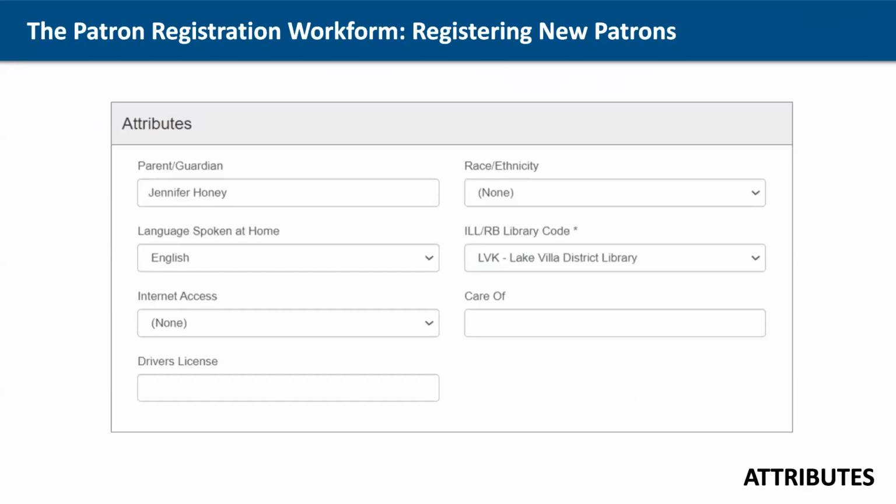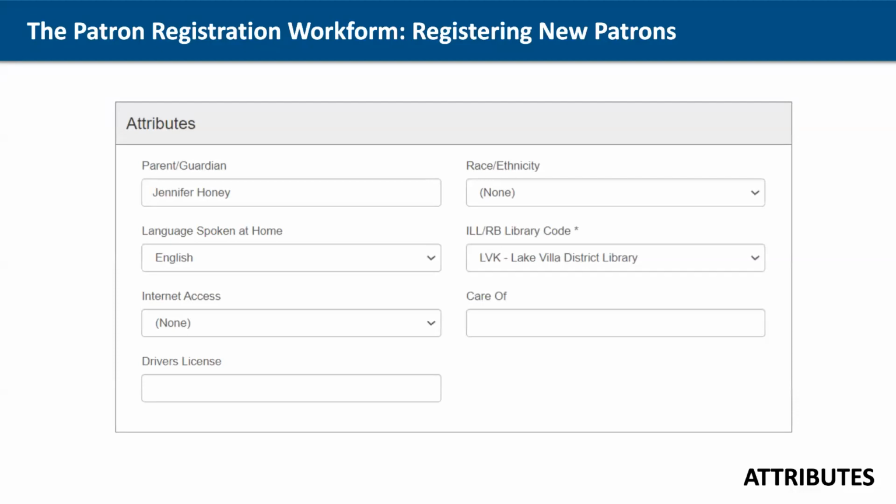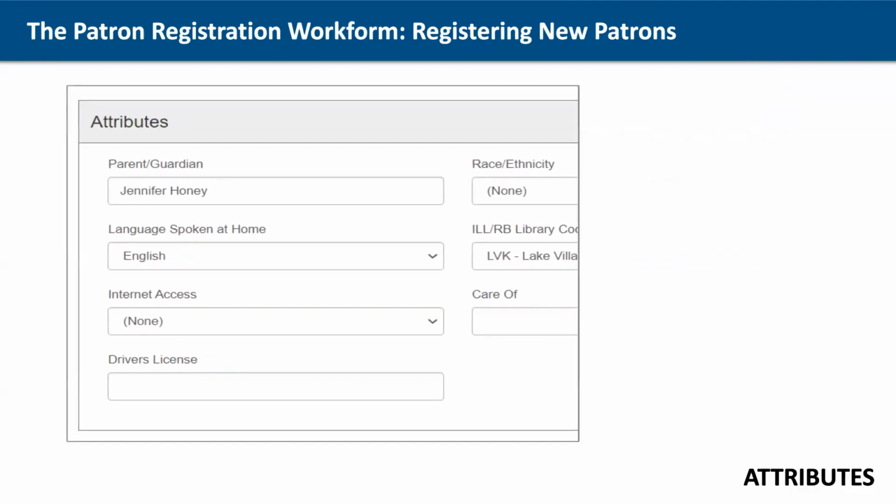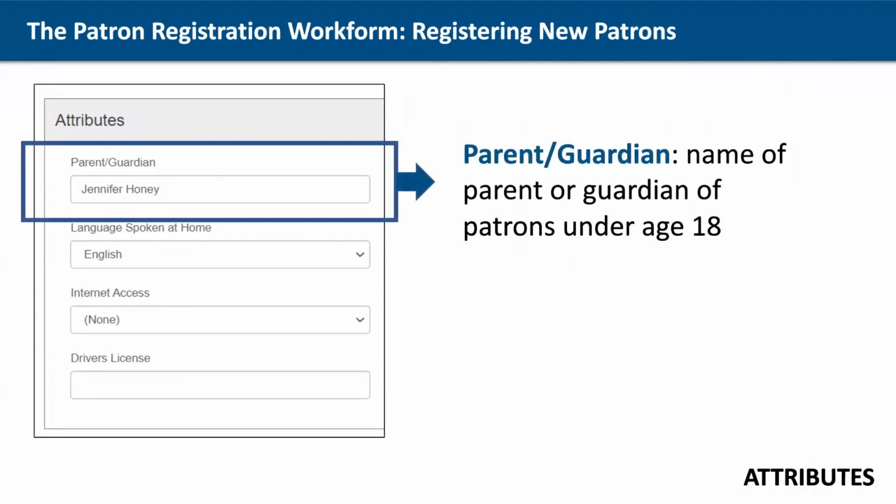And then we move on to the attributes section. Now, in terms of the attributes section, most of these fields, with the exception of the ILL RB library code and parent guardian, if the patron is under 18, are optional, or are just available if your library would like to use or needs to use these fields.